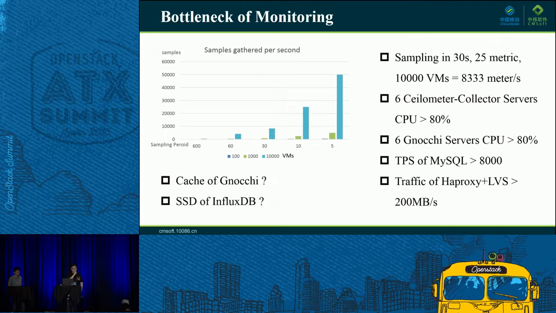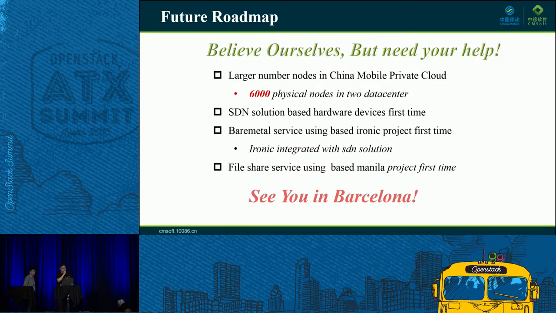So what can we do to improve them? I don't know. Maybe we can add some cache to Gnocchi, so it will not need to access the index database every time. It can find the index in cache, and maybe we can use SSD for InfluxDB. Maybe the performance can grow. Okay, that's my part.